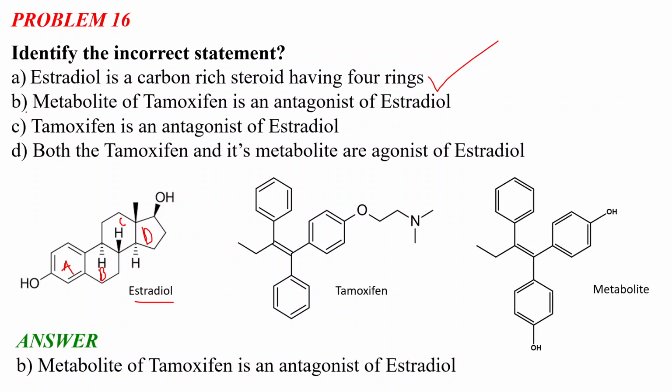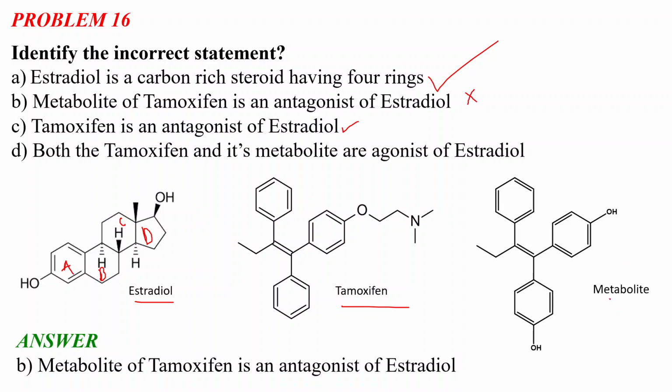Okay, so for B, it says metabolite. Let's first see option C. Tamoxifen is the antagonist of estradiol, which is also correct. This is the structure of the tamoxifen molecule and it is the antagonist of estradiol. Now option B says that the metabolite of tamoxifen is the antagonist of estradiol, which is incorrect.